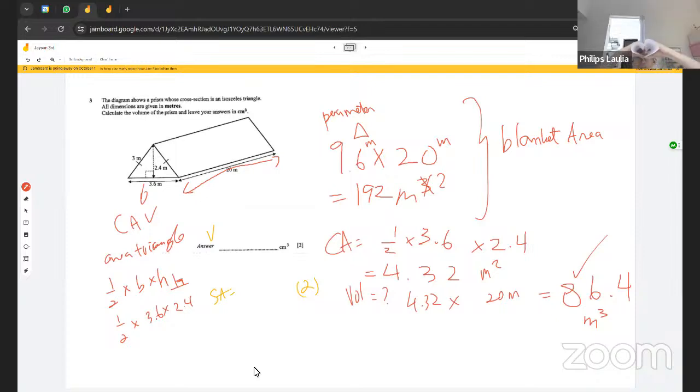What's the volume of my heart prism? The surface area times the length, height, whatever. You get what I mean. That guy times that guy. You go back to your triangular prism.